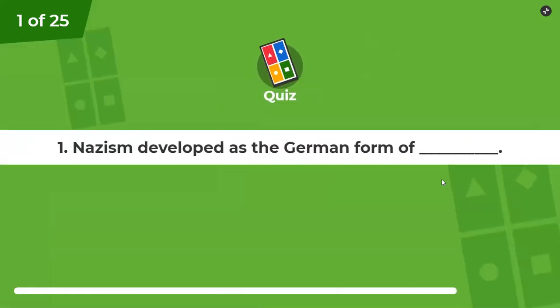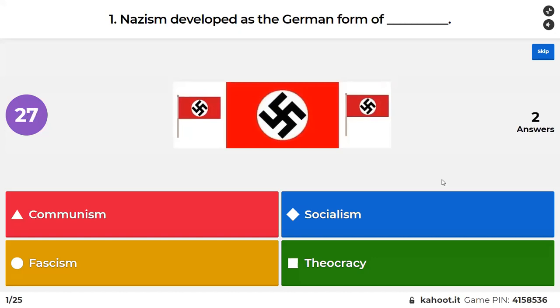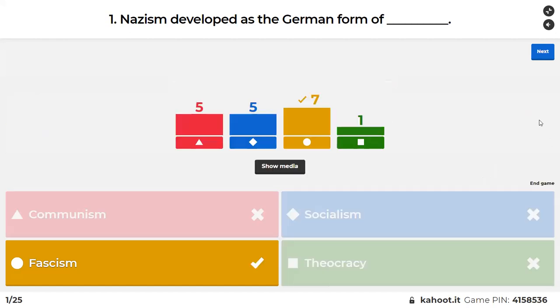Okay, Nazism developed as the German form of fascism, right? We said that fascism is not like communism. So don't make that mistake tomorrow.